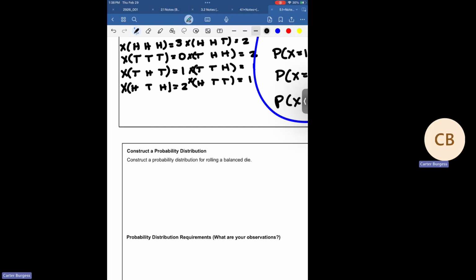What are our possible outcomes here? Rolling a die: 1, 2, 3, 4, 5, 6 are our possible outcomes. What's maybe a feature of these outcomes that we could talk about with our random variable?